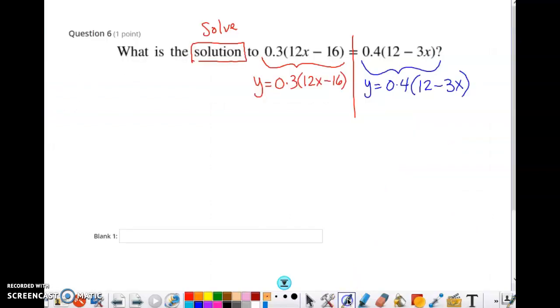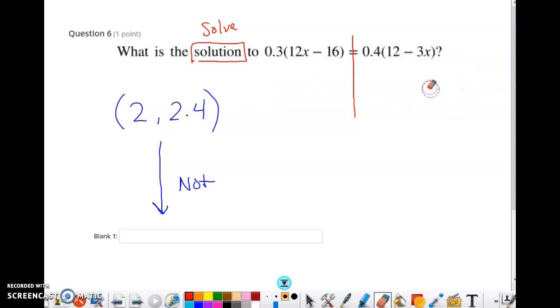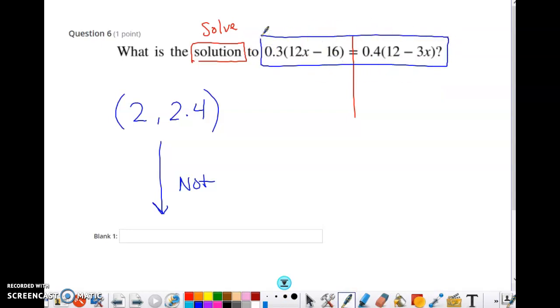Okay, so on here, I know that my answer was 2 comma 2.4. But that's not what you put in here. Why? Because if I go back and erase, okay, let me make this bigger. If I erase everything that I wrote down, you don't do that, just me. What letter do you see in this equation? What is the only letter that you see in that equation? X, right? So you want your answer to be X equal something, whatever that answer is.